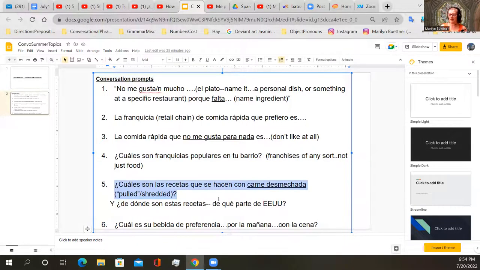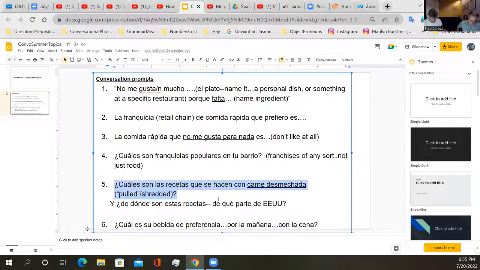¿Cuáles son las recetas que se hacen con carne desmechada? Carne desmechada. ¿Y de dónde son las recetas? And where are those recipes from? Porque tenemos muchas recetas aquí en Estados Unidos que son populares, ¿no?